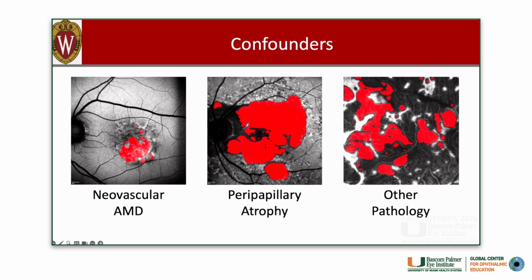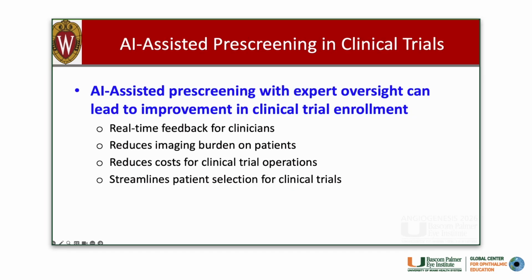And here are a few confounders to show you. Neovascular AMD with atrophy was one, peripapillary atrophy, as you see in the middle, and other pathology, which I think often was consistent with inherited retinal disease.